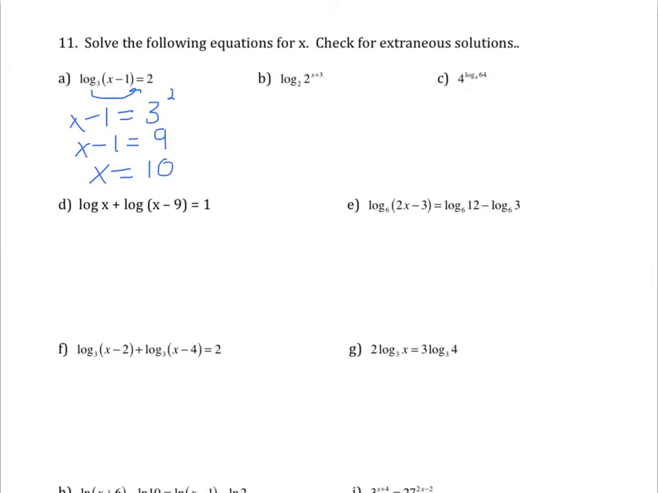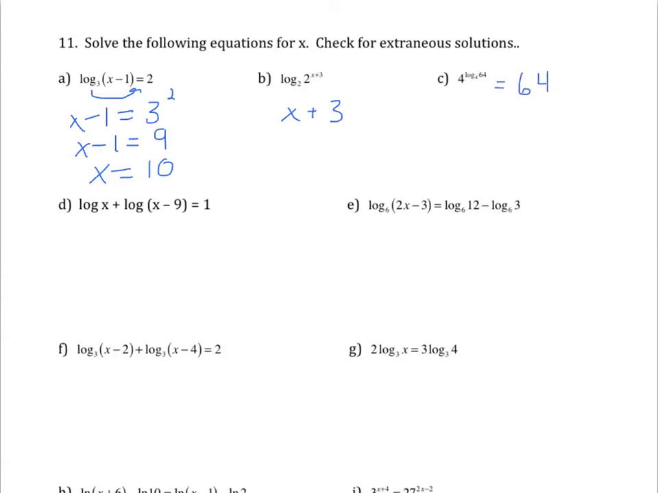For B, the log base 2 and the 2 will just cancel. So we're just left with x plus 3. And we can just leave the answer like that since it's not equal to anything and we're not really solving for x for B or C. And then for C, the 4 and the log base 4 will cancel. So this will just equal 64.